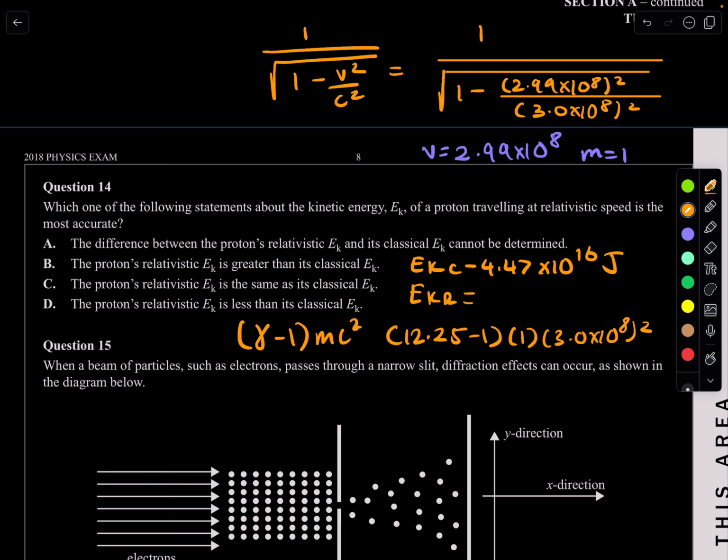That gives us, wow, 1.0 times 10 to the power of 18 joules. So we know our relativistic must be greater than our classical. So the proton's relativistic is greater than its classical. So B. Beautiful. It was quite easily just guessing by looking at the formula, but I did want to show you guys how to do it by hand to show just a comparison of, yeah, the proton's relativistic is greater than its classical. Done. Easy.